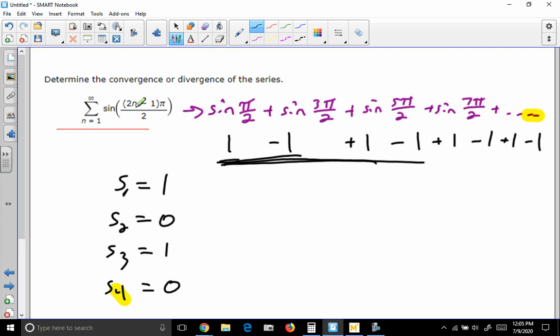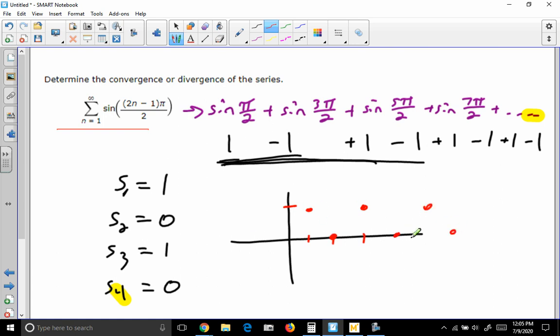So even though we don't have a negative 1 to a power, we're still going to be alternating back and forth. When n is 1, we're at 1. When n is 2, our total is 0. When n is 3, our total is 1. Then 0. Then 1. Then 0.